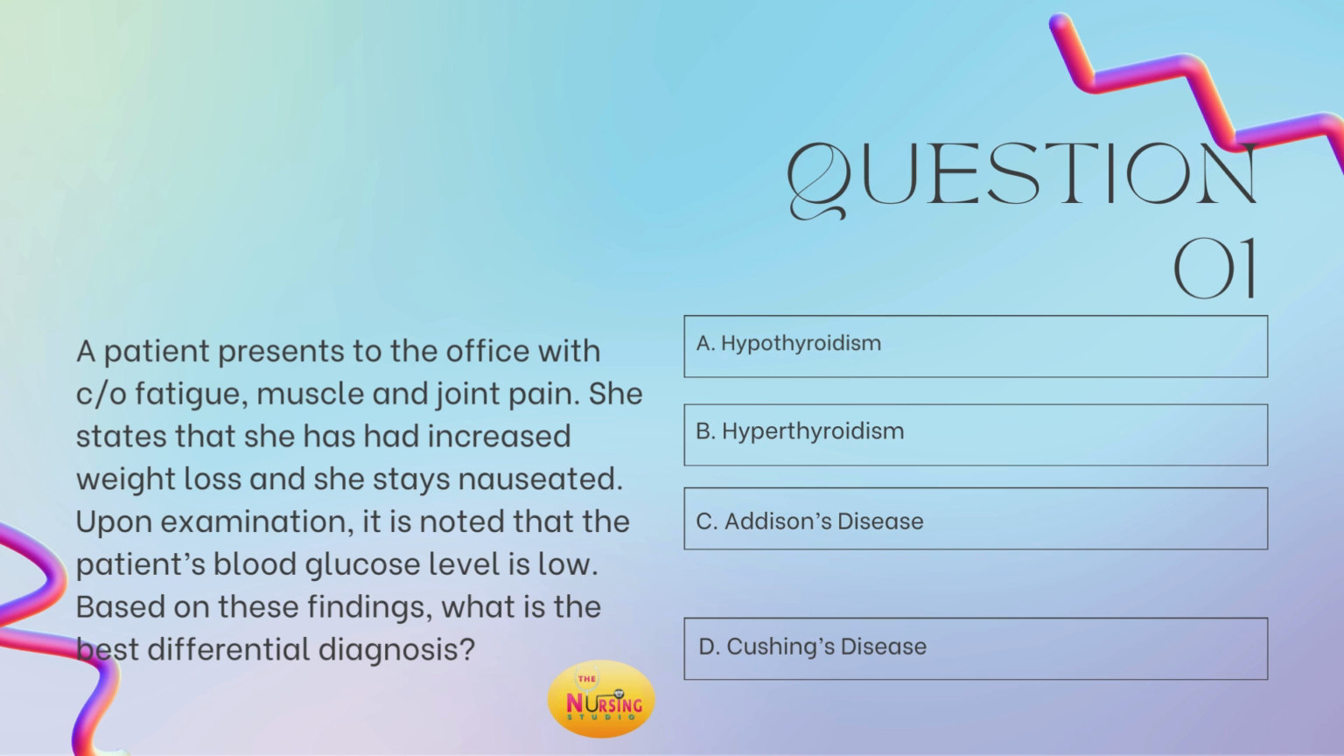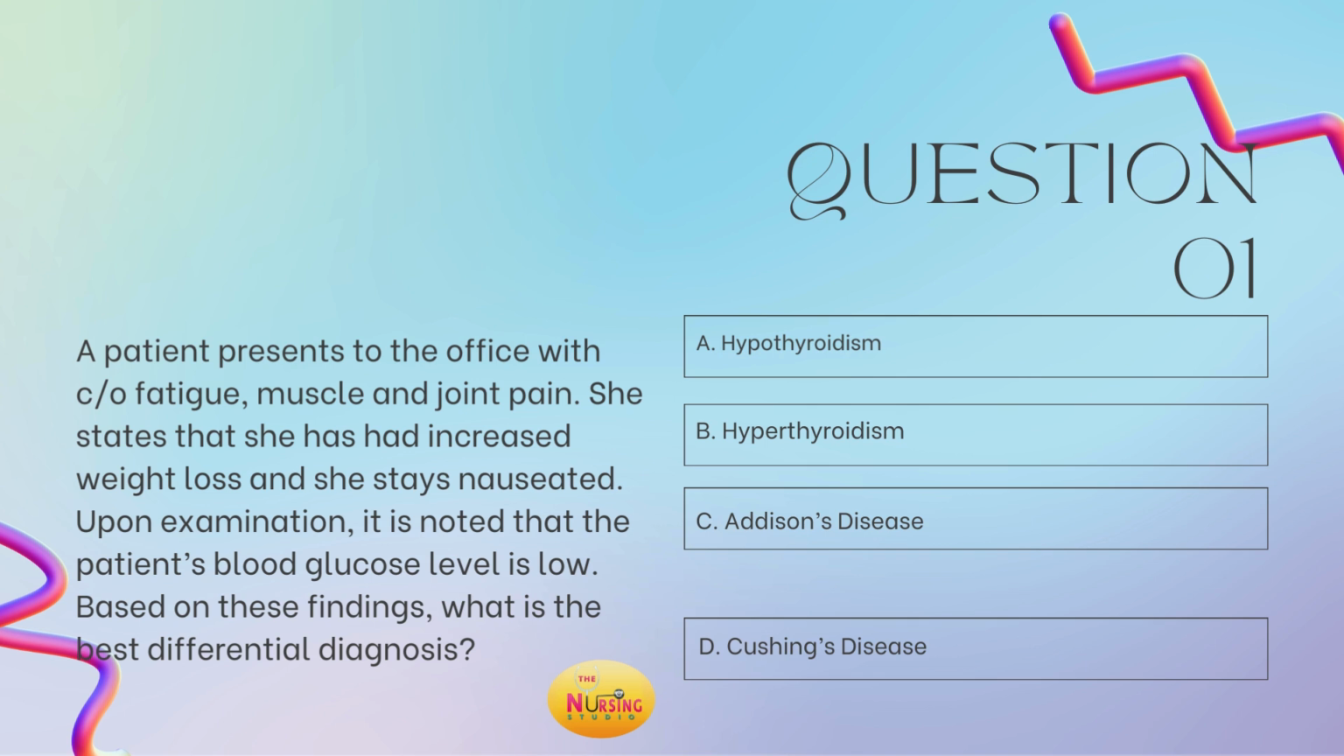All right, you guys. So the stem of the question states, based on these findings, what is the best differential diagnosis? So, I always say if they're asking for a diagnosis, you need to run it back and look at the assessment findings. And if it's asking for a differential, it lets you know that we have not confirmed the diagnosis, but based off of what you see, what are the things that you should start to consider as potential differentials? So this patient came in, they're complaining of fatigue, they have muscle and joint pain, she has weight loss, nausea, and her glucose is low.